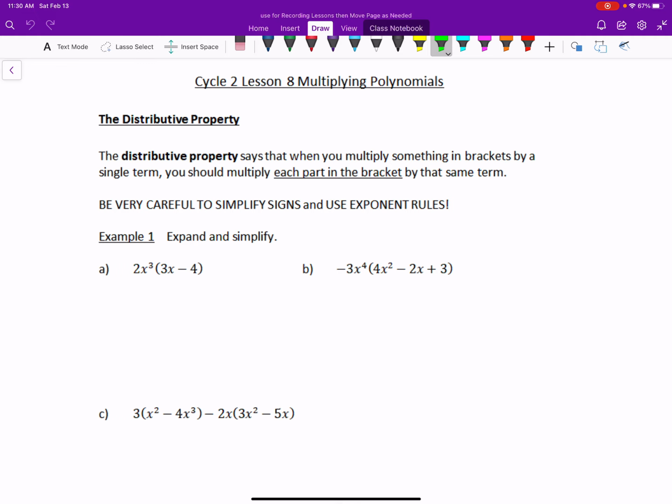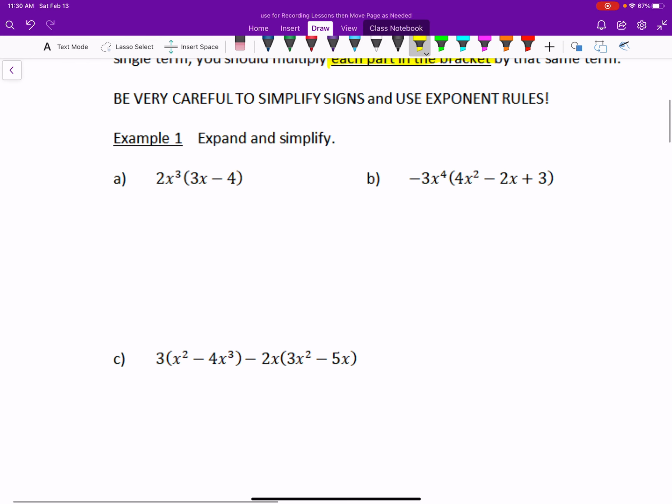So we need to know about the distributive property. It says that when you multiply something in brackets by a single term, you should multiply each part in the bracket by the same term. So you just have to be really careful to simplify signs and to use the exponent rules, which you hopefully remember somewhat from previous grades. So let's just jump into some examples.